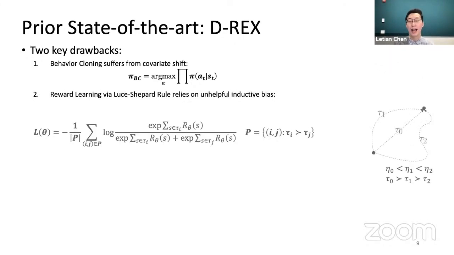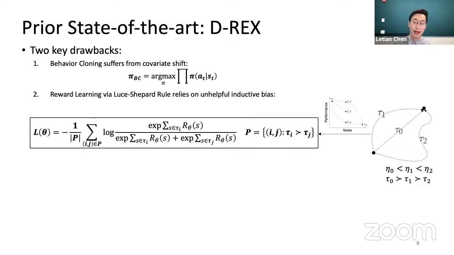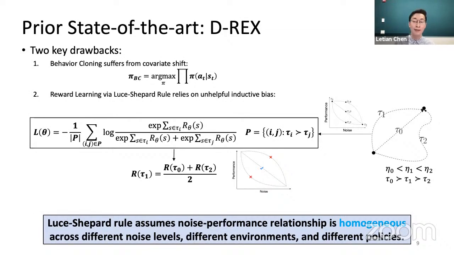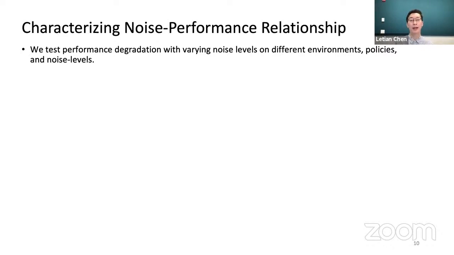The second one is unhelpful inductive bias from the Luce-Shepard rule when learning from the binary rank information. For example, if we apply the Luce-Shepard rule to the three-level noise eta0, eta1, and eta2, and their corresponding trajectories tau0, tau1, and tau2, the resulting reward of tau1 will be the average of the reward of tau0 and tau2, which means a linear noise performance relationship, no matter what the noise levels are, what the environment is, and what the policy is. In our paper, we first characterize the noise performance relationship.